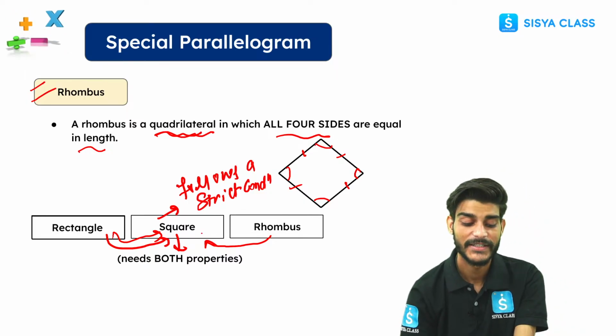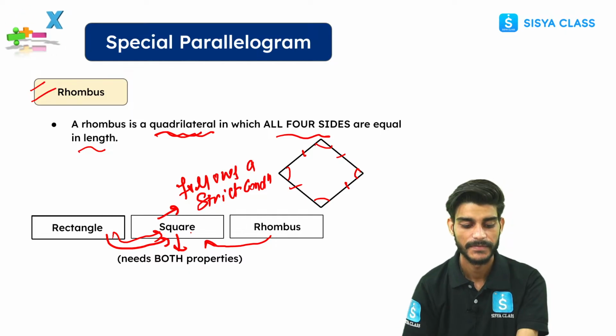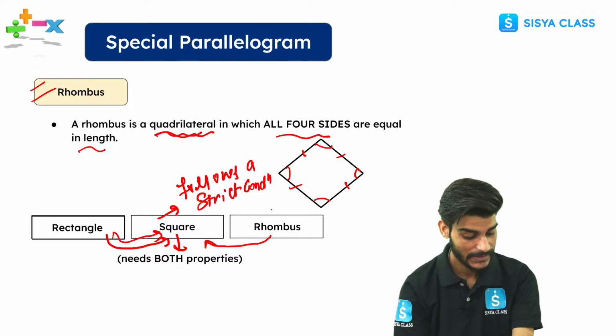So square is following a strict condition. It is taking some properties of rectangle and some properties of a rhombus. So rhombus is clear to you, I hope so.